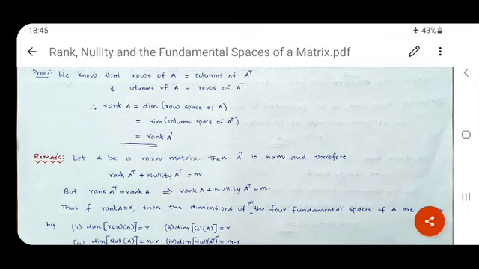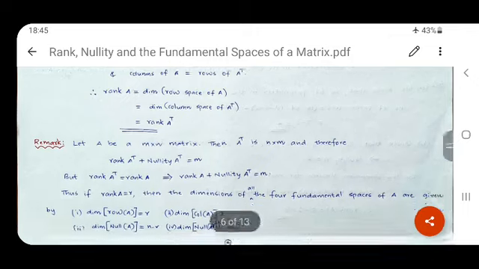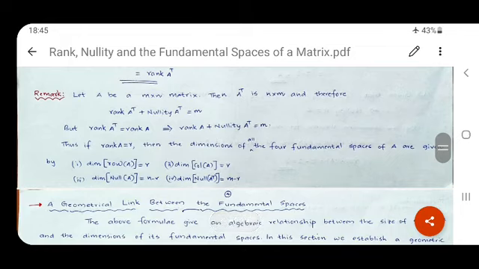Thus, if rank A equals r, then the dimensions of all the 4 fundamental spaces of A are given by: dimension of row space of A, that is rank of A, equals r; dimension of column space of A, which is again rank of A, is r; dimension of null space of A, which is the nullity of A, is n minus r; and dimension of null space of A transpose, which is the nullity of A transpose, is m minus r.